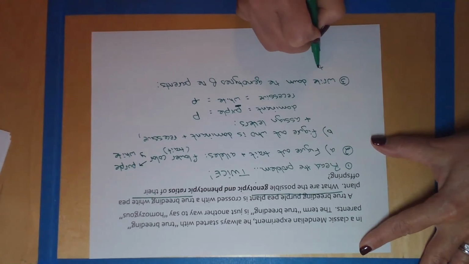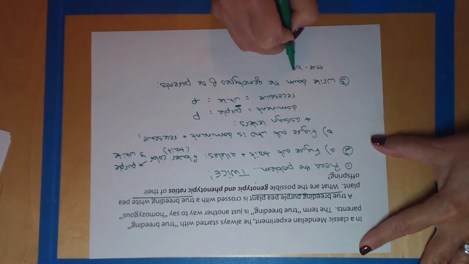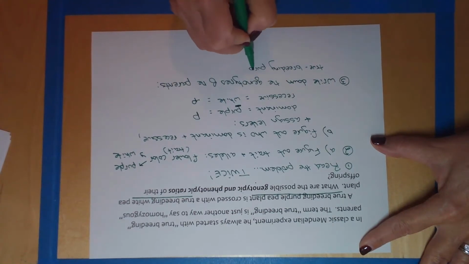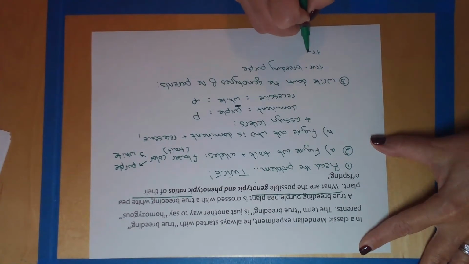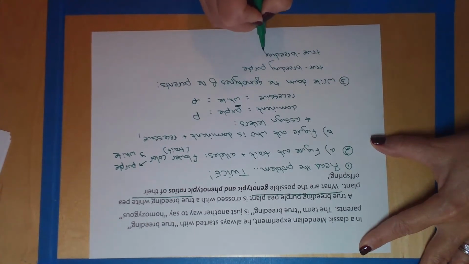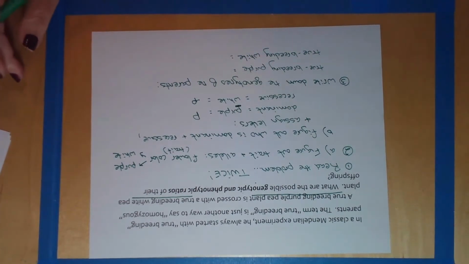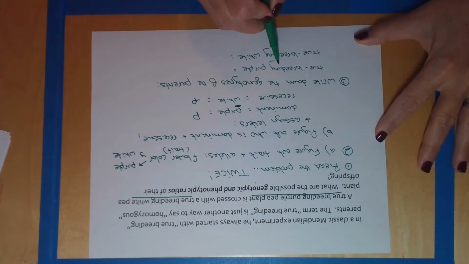All right. Now, one parent is a true breeding purple, and the other parent is a true breeding white. Okay. Now, remember, the genotype is the combination of alleles that this parent is going to have.